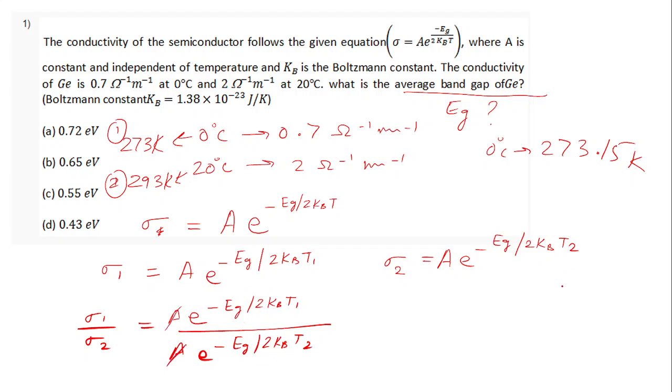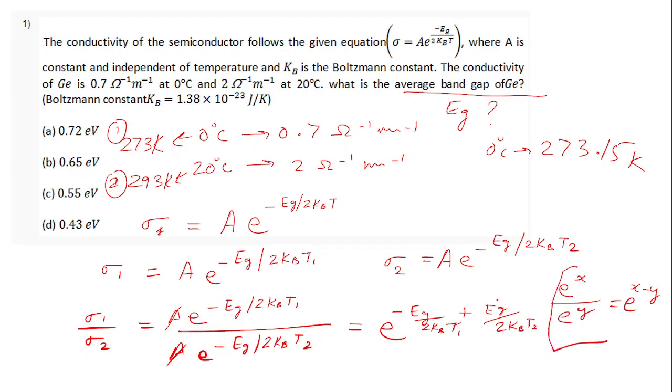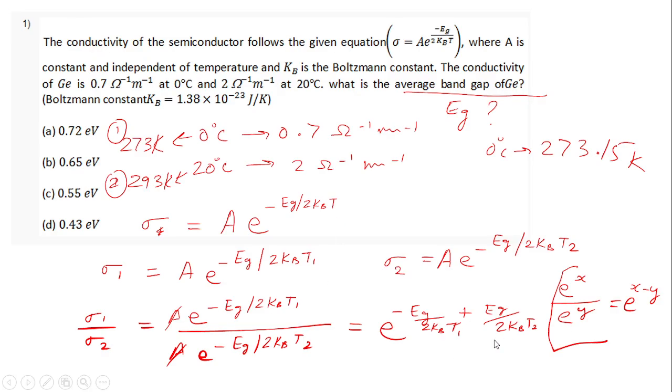Now I have this. Now we know e to the power x divided by e to the power y means e to the power x minus y. This is just the power rules. So with that logic, this will become e to the power minus Eg by 2 kB T1, and this is negative, so when it comes to the numerator it will become positive, plus Eg divided by 2 kB T2. Okay, so what we had, sigma 1 by sigma 2 is equal to, I'll write it in simplified form.